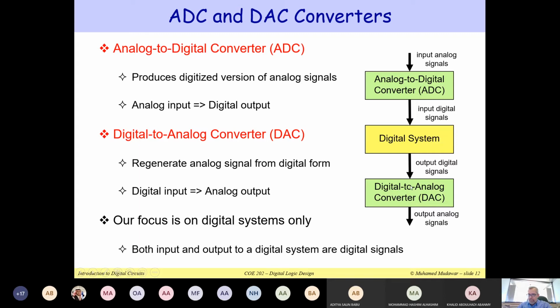So the input to the digital to analog converter is a digital signal, and the output will be the analog signal. For example, the speaker that you have on your computer system is a digital to analog converter. And once it outputs the analog signal, the sound wave is going to reach your ear and you will understand what I'm saying.